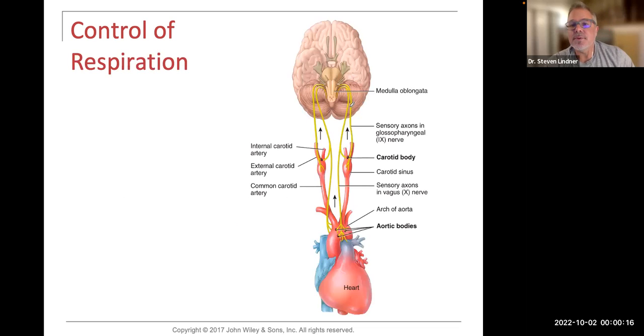Now, the respiratory centers, the main one is within the medulla oblongata. That is the main control of respiration. And that's where cranial nerves 8, 9, 10, 11, and 12 have their nuclei originate. And the biggie is cranial nerve 10, which is the vagus nerve. That is a biggie.